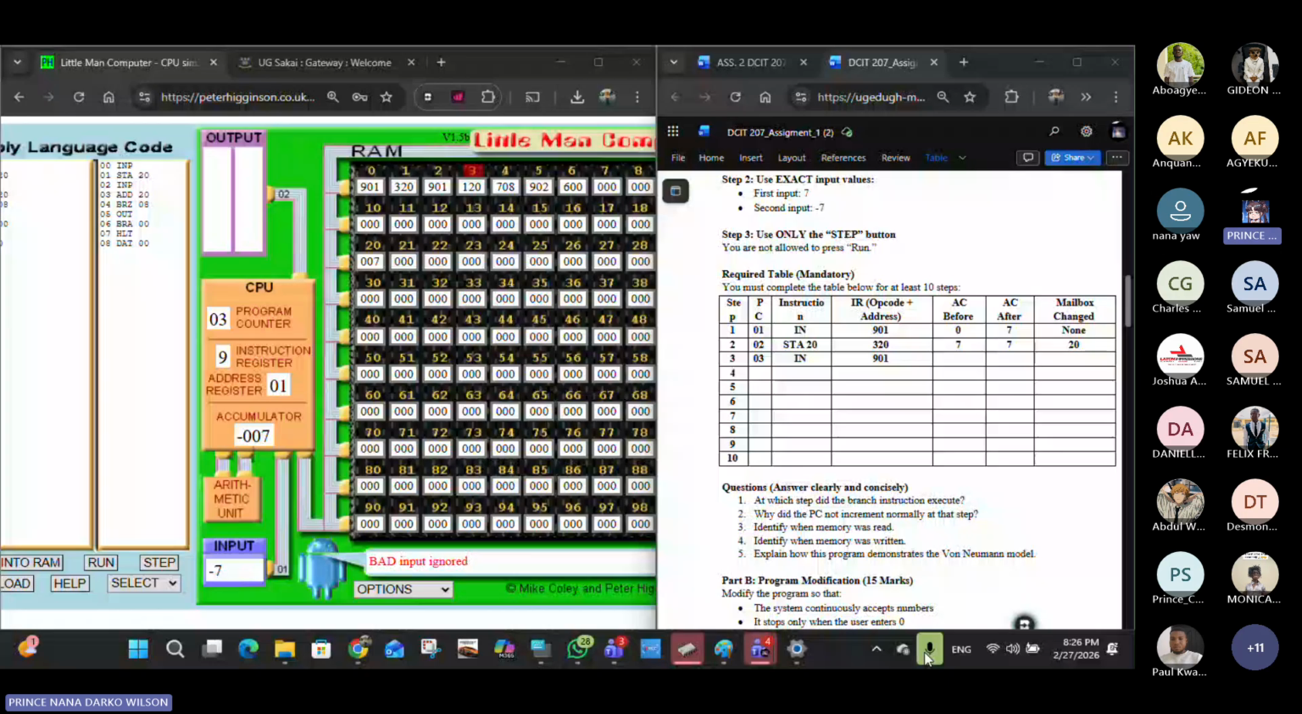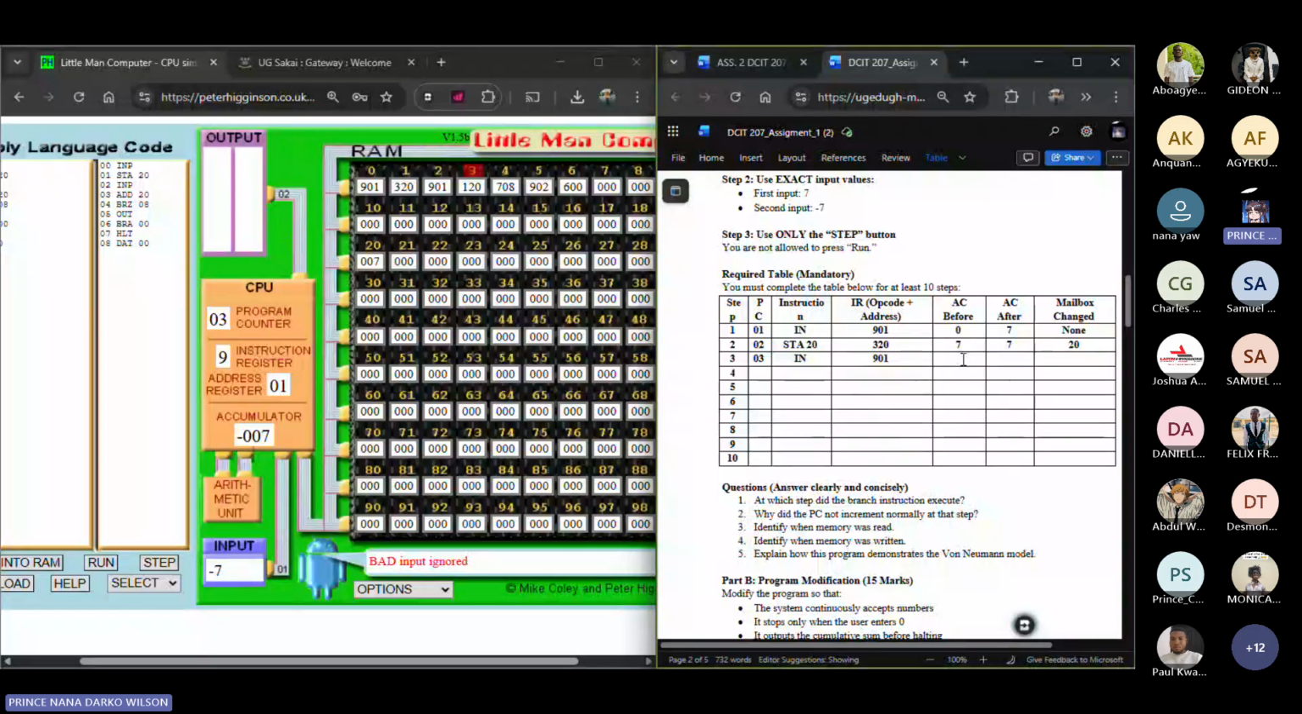At the input instruction, the opcode and address was 901. The accumulator before we inputted was 7, but after we inputted the second time, it changed from 7 to -7. That's where we are standing now. So you put that there, -7 or -007, however you want to write it. And then which mailbox changed? None of the mailboxes changed at this step.